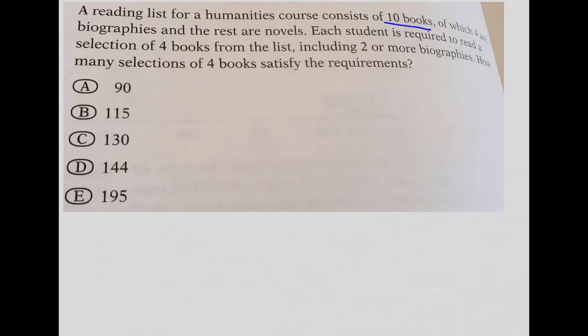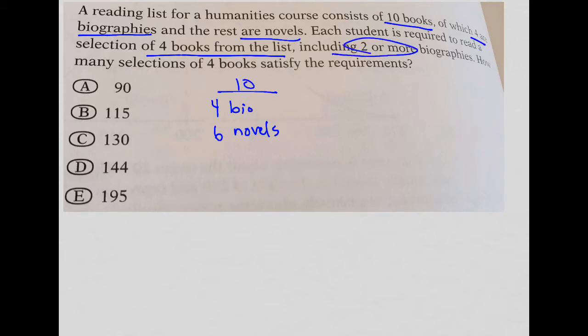Since it says there's 10 books and we know 4 of them are definitely biographies, that means out of the 10 books, 4 are bio, and the leftover 6 are novels. So each student has to select 4 books, so definitely they have to read 4 total, but it has to have 2 or more biographies.